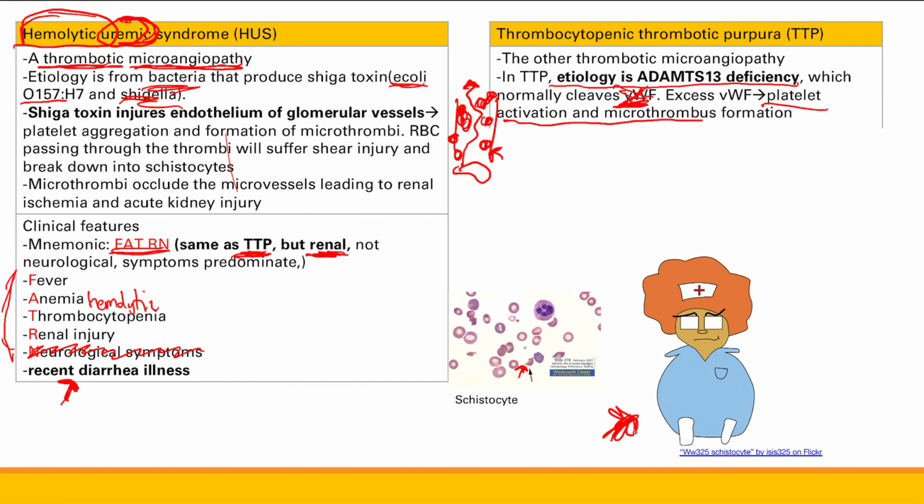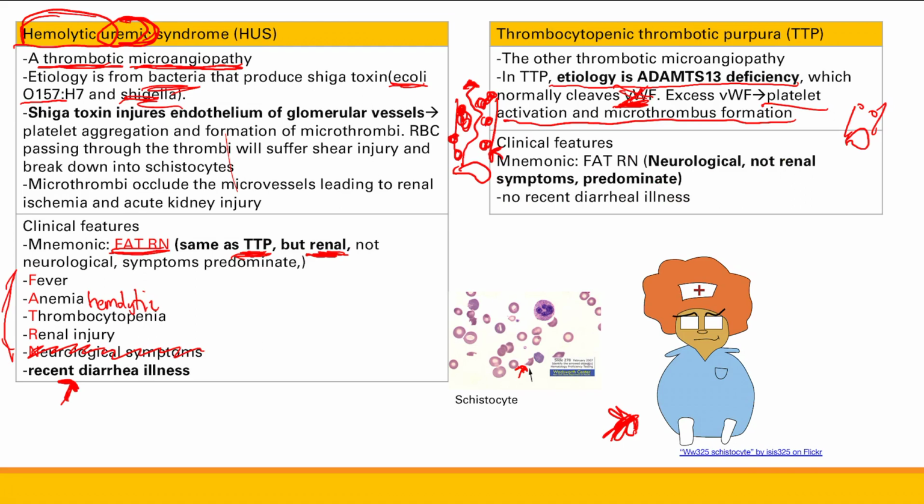And then the same thing's going to happen. You're going to get microthrombi in the vessels, and then you get shearing of red blood cells. The difference here is these microthrombi normally occur more often in the vessels of the brain rather than the kidneys. So you get the same FAT RN presentation. What was the FAT RN presentation? F for fever, A for anemia, T for thrombocytopenia, and then you have less of the R and you have more of the N, which is neurological symptoms.